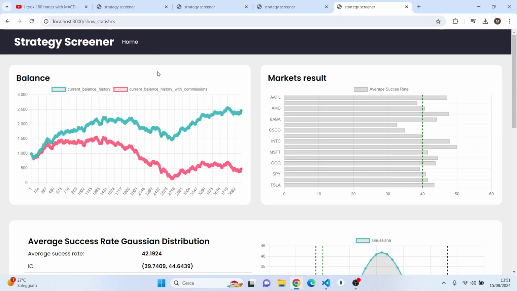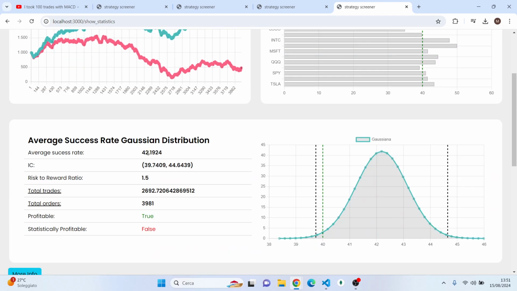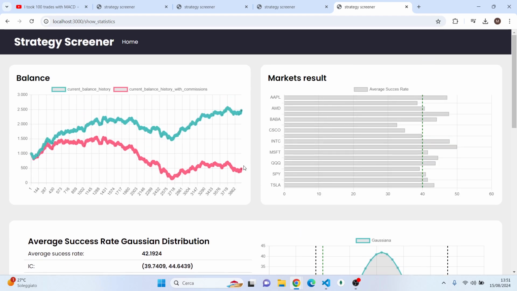Look at that. The strategy is definitely performing better. It's again not profitable with commissions, but we have improved the average success rate. It was almost statistically profitable, but we cannot say that it was statistically profitable. And it's not performing well with commissions. So definitely not a good trading strategy, but we have improved it.